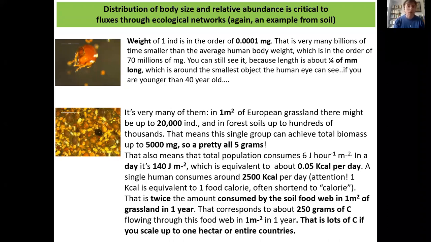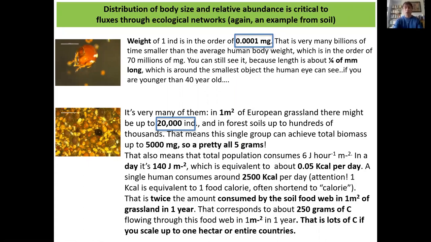So for example, if you pick a very particular group in the soil mites, a single individual of those mites is very, very light, a very small fraction of a milligram, but the population size of these species is very, very high. So for example, in European grassland, in a square meter, you may have up to 20,000 individuals of just the mites. And of course, if you then take into consideration the biomass of fungi, bacteria, or collembolans, all the organisms in the food web, it's huge densities.